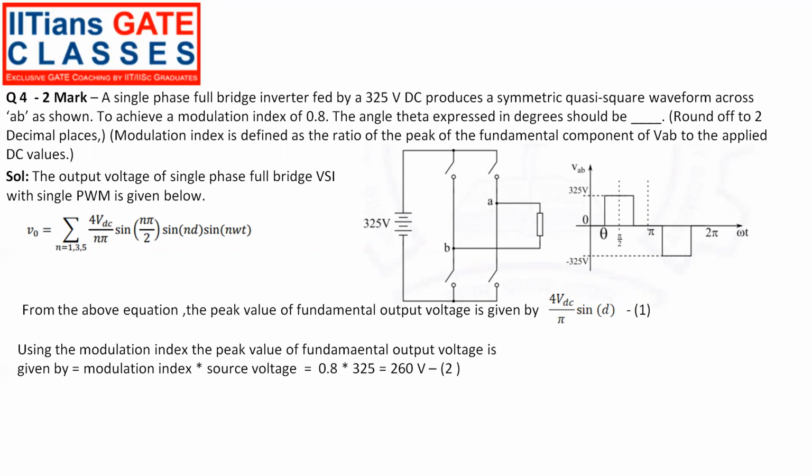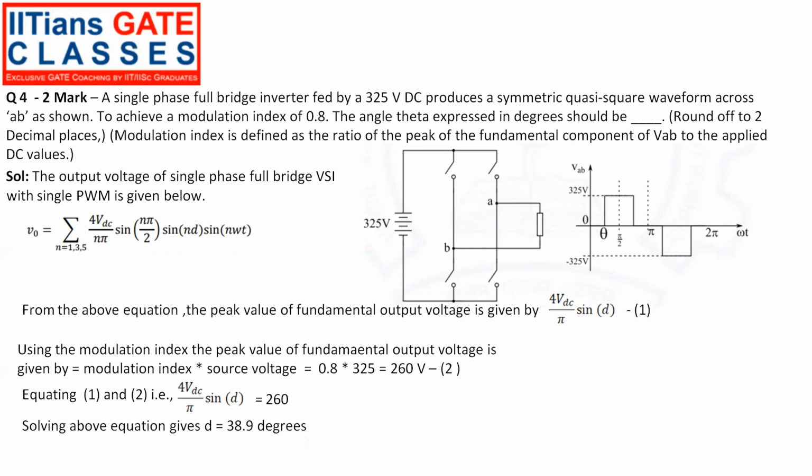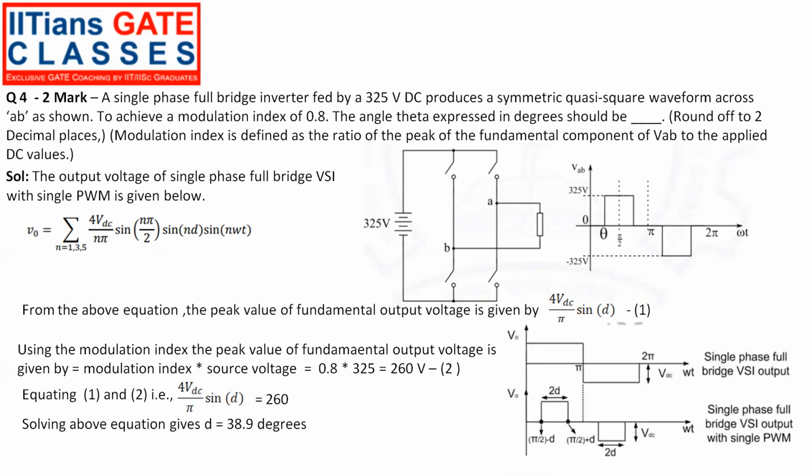So if we equate equations 1 and 2, we'll be getting 4 VDC by pi into sin d equal to 260. We know VDC is 325. If we solve this expression, we'll be getting d, which is nothing but 38.9 degrees. Once we got d, the angle theta can be found from the following figure. See, 2d is the pulse width, right? Theta corresponds to our first instant, that is pi by 2 minus d. So from the figure, the angle theta is given by 90 degrees minus 38.9 degrees, which is 51.1 degrees.